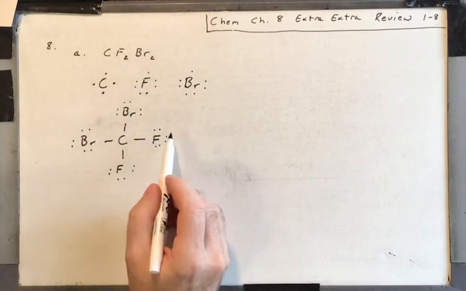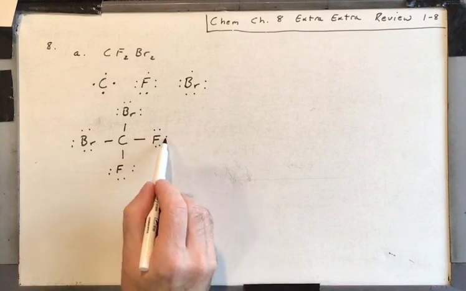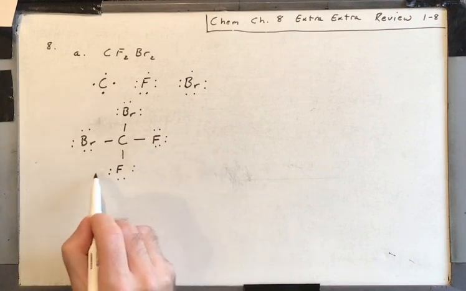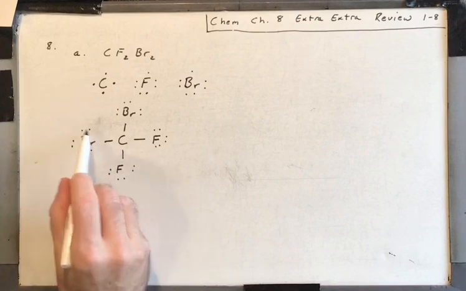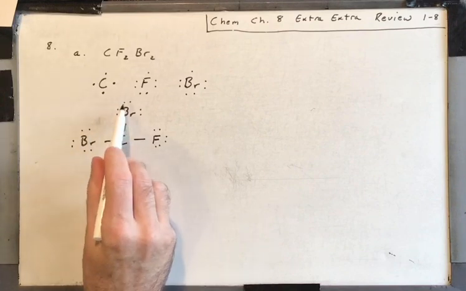And now how do we check? We count them up. Fluorine wants 8. 2, 4, 6, 8. 2, 4, 6, 8. 2, 4, 6, 8. Remember, each line counts as 2. 2, 4, 6, 8.